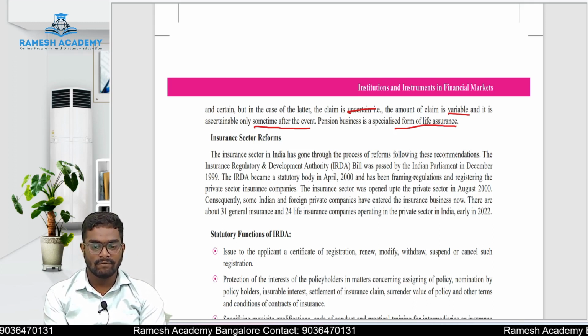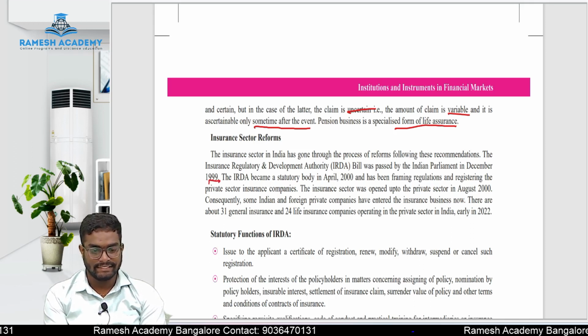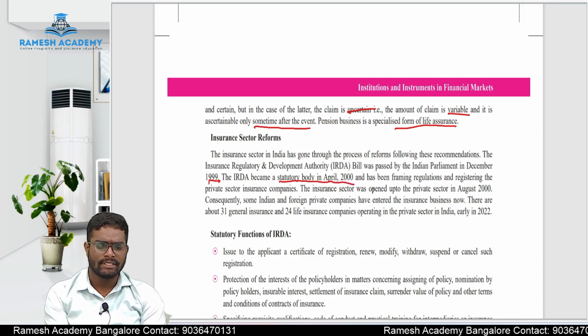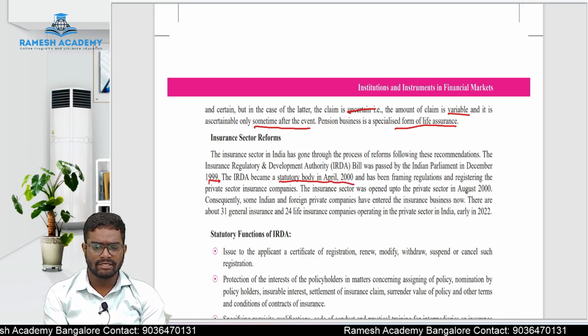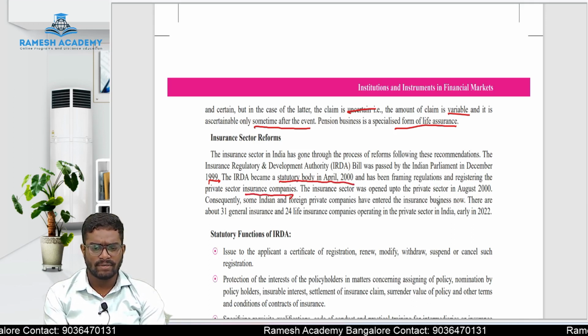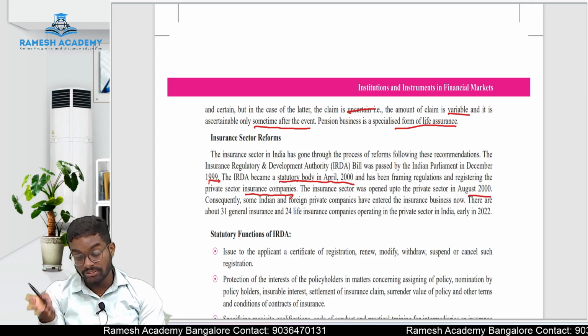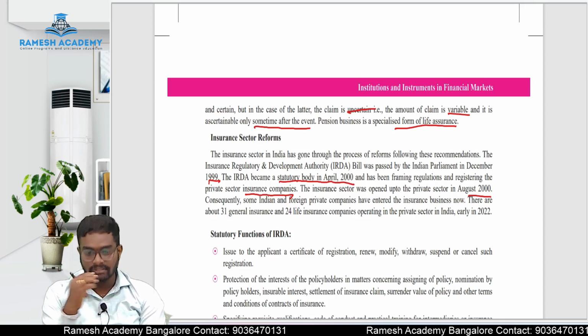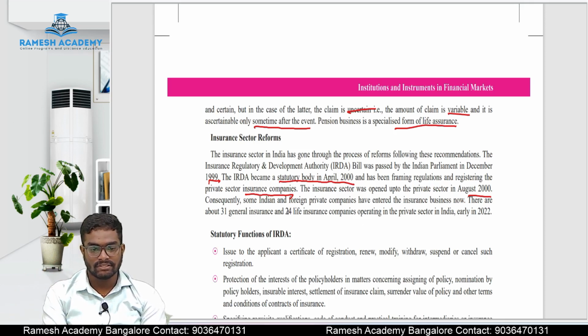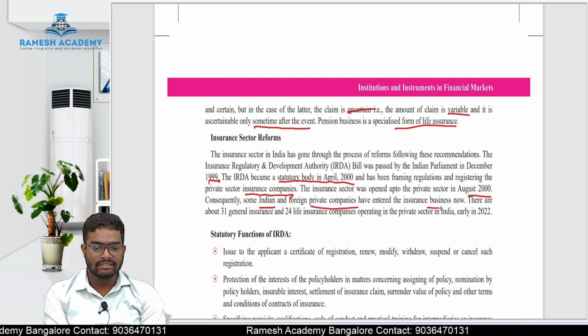The IRDA bill was passed by the Indian Parliament in December 1989. The IRDA became the statutory body in April 2000 and has been framing regulations and registering the private sector insurance companies. The insurance sector was opened up for private sector in 2000. So earlier it was only given by the government public sector. Now after 2000, once the IRDA is established, they are giving license for private insurance companies also. Consequently, some Indian and foreign private companies have entered the insurance business now.